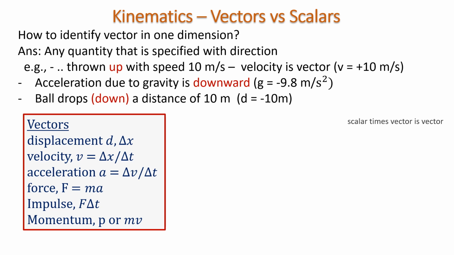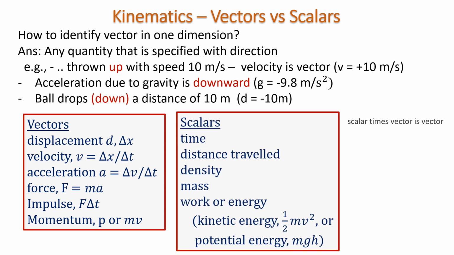Momentum. Momentum is mass times velocity. Velocity is a vector, mass is a scalar, scalar times vector is a vector, and therefore momentum is a vector. Now how easy was that? Now let us take a look at some of the scalar quantities. Time is a scalar. It has no direction.